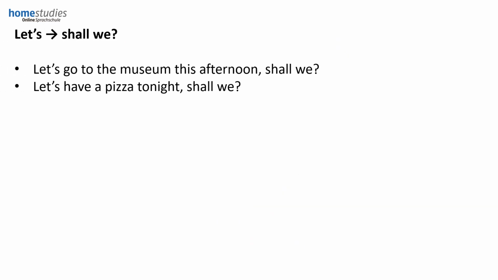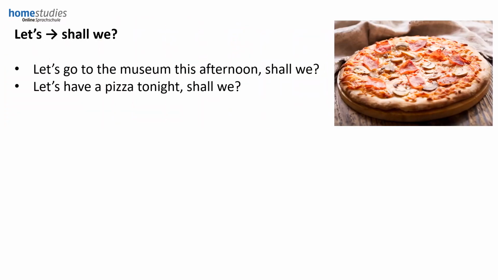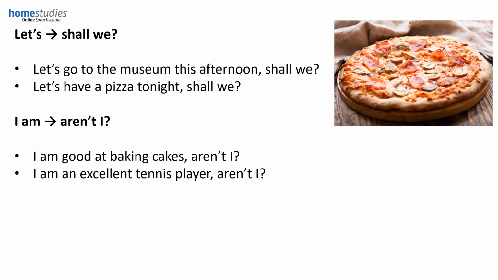Now, when we use let's in a statement, we will always use shall we in the question tag. So for example, let's go to the museum this afternoon, shall we? Let's have a pizza tonight, shall we? That looks really good, delicious in fact. Now, if we use I am in the statement, we will use aren't I in the question tag.